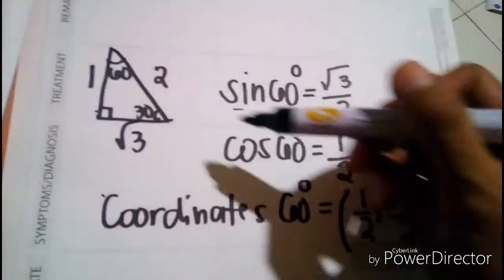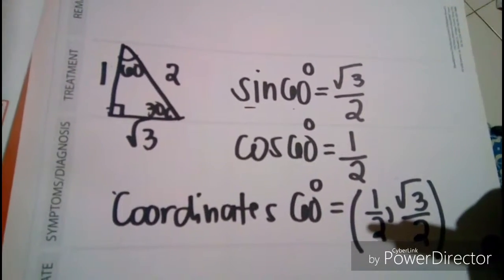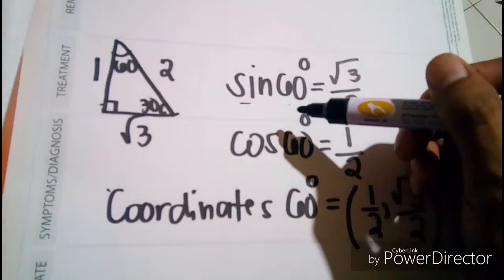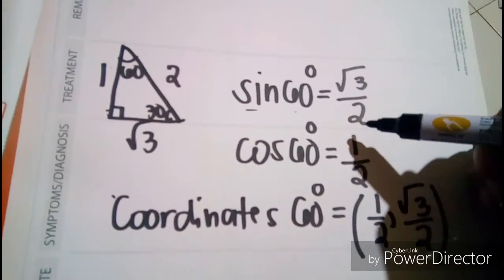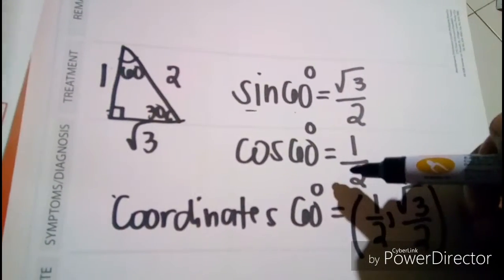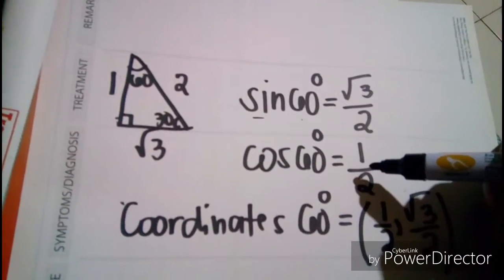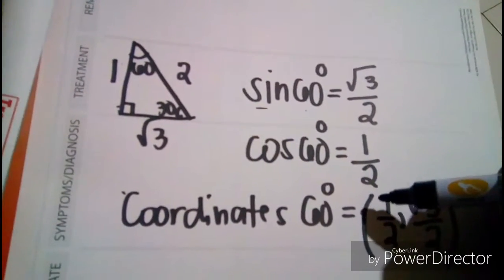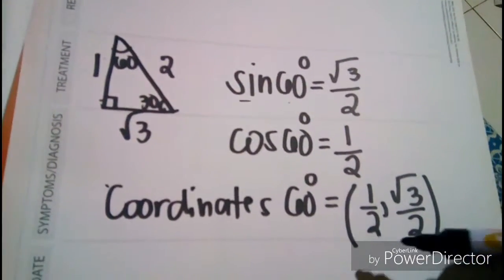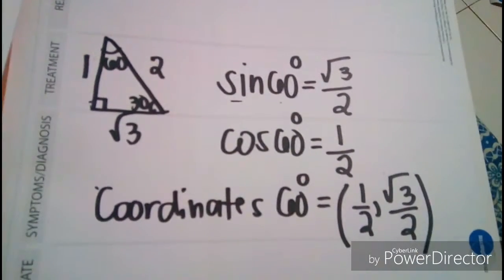Okay, so let us solve for the coordinates of 60 degrees. We use SOHCAHTOA, of course. For sine 60 degrees, the opposite is square root of 3 over the hypotenuse 2. For cosine 60 degrees, the adjacent is 1 and the hypotenuse is 2. That gives the coordinates of 60 degrees as 1/2 and square root of 3 over 2.